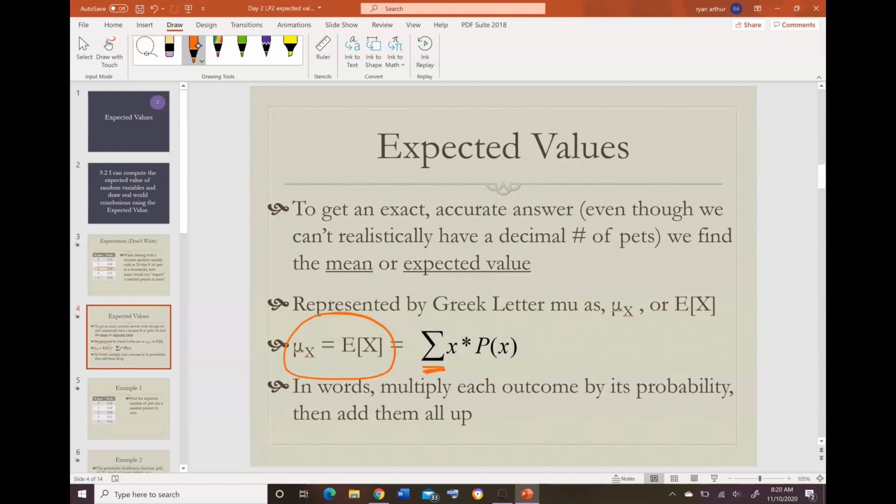Now this means summation. Anytime you see the big sigma, that means summation. Summation means to add. So I want to add all the products of x times p of x. We've already gone over what x and p of x are. X is your random variable, and p of x is the probability of that random variable. So I want to add up all the products of the random variable times the probability. That's really all you're doing. In other words, multiply each outcome by its probability and then add them all up. That's all we're going to be doing, okay?